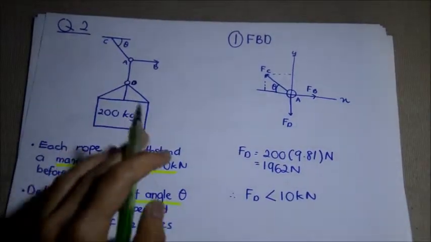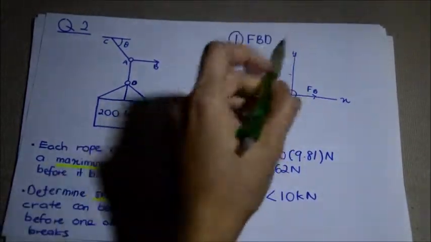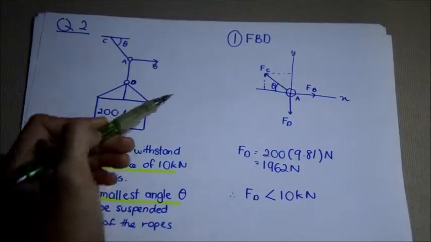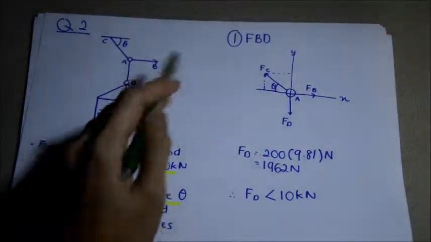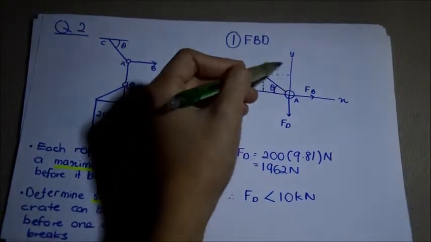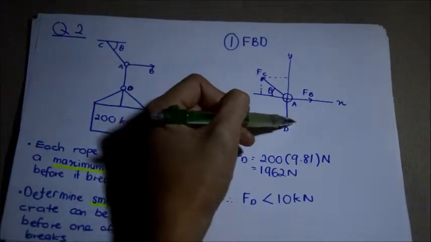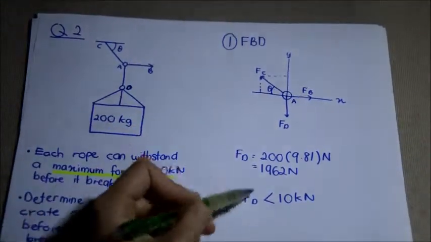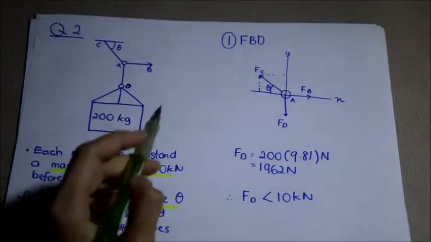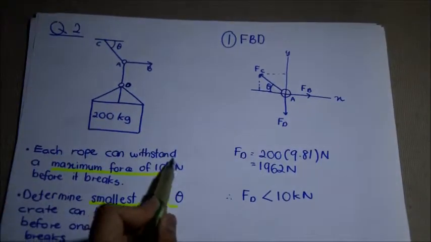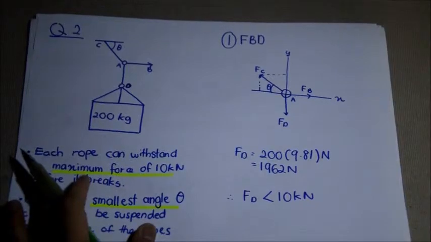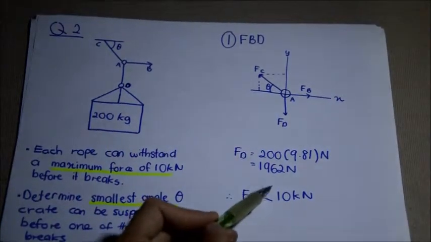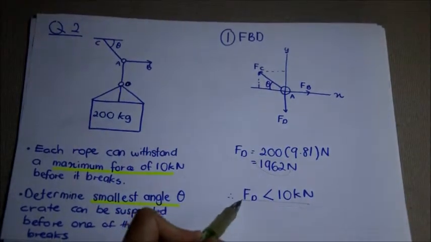Now, as usual, the first step that we need to do is to draw a free body diagram. In this free body diagram, we will study the equilibrium of ring A. There are three forces acting on it, which are FC, FB, and FD. By looking at this free body diagram, we can get the value of FD. We know that the maximum force that a rope can withstand is 10 kN. Therefore, we can see that the rope AD will not break as its tension force is less than 10 kN.